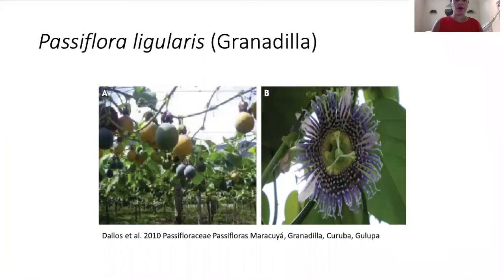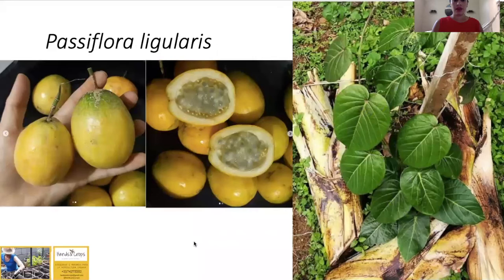Another member, Passiflora ligularis, which is granadilla, it's more common to eat. It also grows in a vine. These are pictures of granadilla, taken by my friend Adriana Guzman, who has a company, Hands and Crops. This is how it looks. It's a native cultivar from Colombia. These are the seeds, and this is the baby plant.